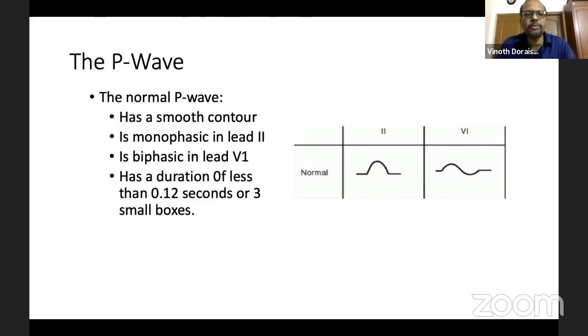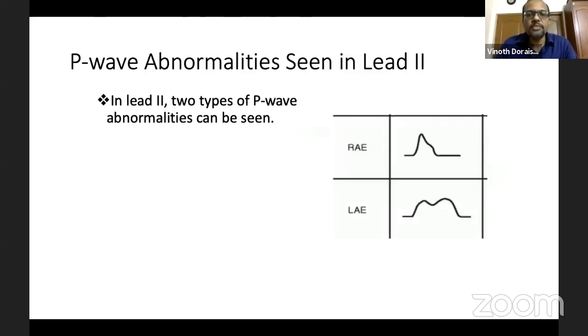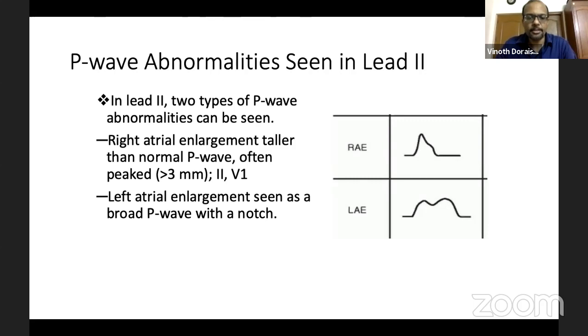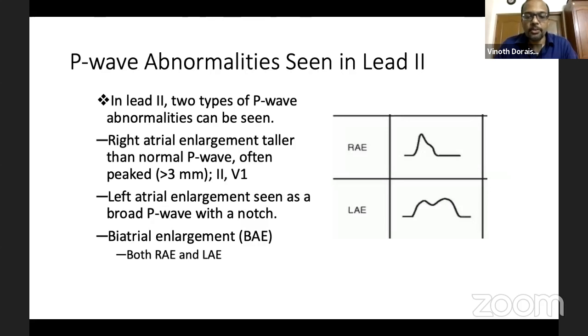The normal duration of the P wave is less than 3 small boxes or 120 milliseconds. Two types of P wave abnormalities can be seen. The right atrial enlargement, where you get a taller than normal P wave. So a P wave more than 3 millimeters, or more than 2.5 millimeters in lead 2 or V1, is right atrial enlargement. And left atrial enlargement, where the duration of the P wave is more than 120 milliseconds. Many times you can see a notch also in the P wave. When the distance between the 2 notches is more than 40 milliseconds, that is also an indication of left atrial enlargement.